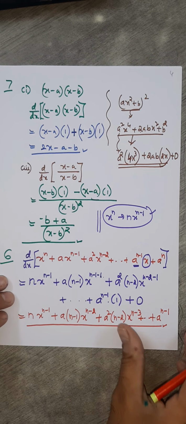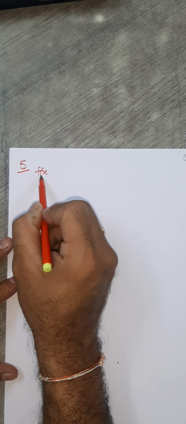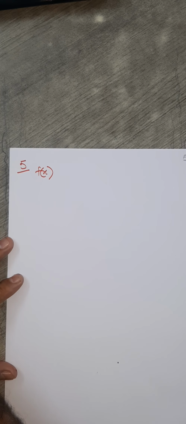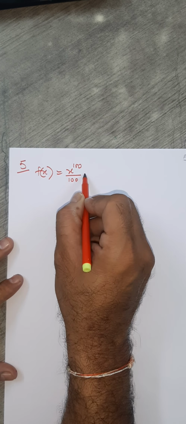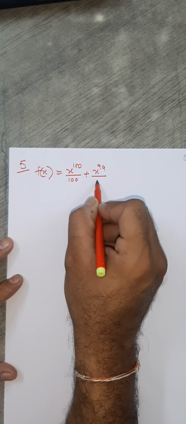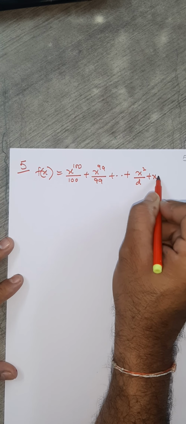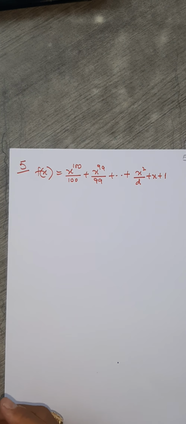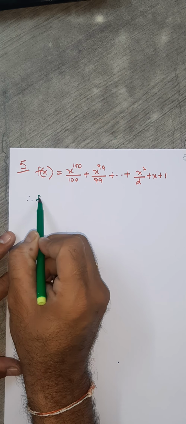Now question number 5, fifth question. In the fifth question you are given a function. Which function are we given? It's also a polynomial: x raised to 100 upon 100 plus x raised to 99 upon 99, and so on, x raised to 2 upon 2 plus x plus 1. We are asked to prove something, but before we do that we need its derivative. So we just differentiate this. I'll write f dash x. F dash x means its derivative.